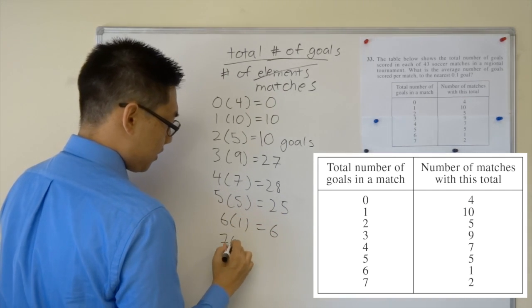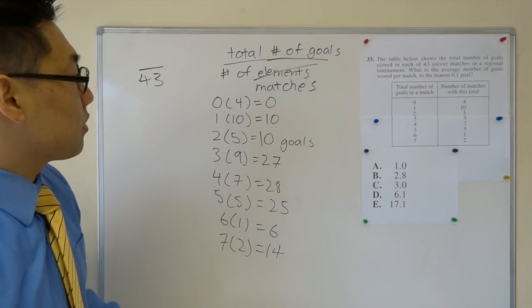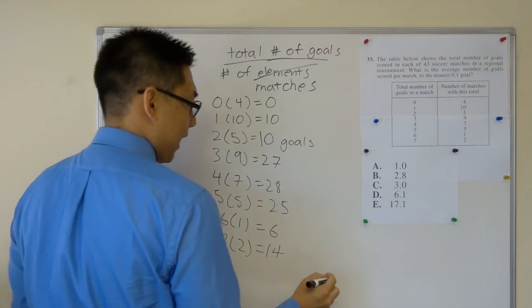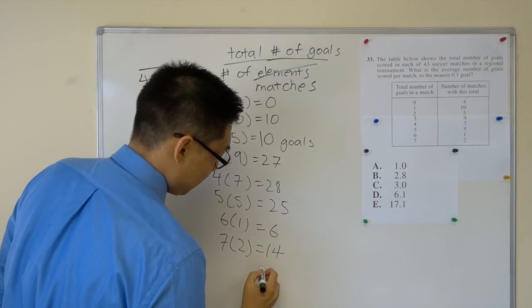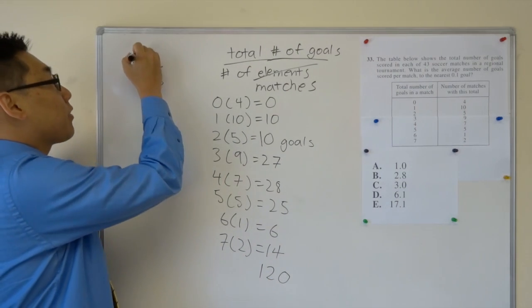Sorry if my writing's getting a little sloppy. 7 times 2 is 14. And then we have to add all these numbers. Hopefully you have a calculator. I don't, but I'm very good at adding, so I know that all of these numbers magically add up to 120. So then we have our numerator in our fraction.